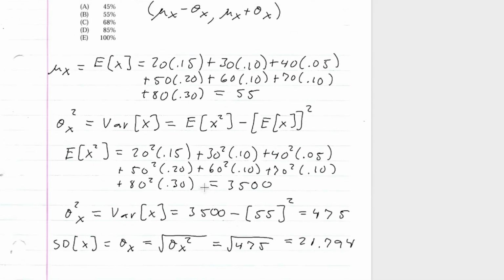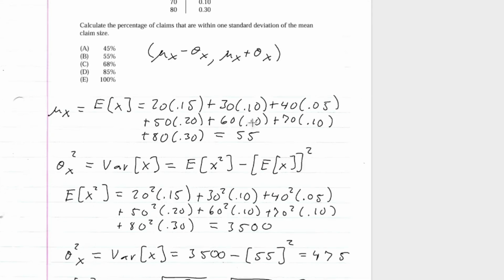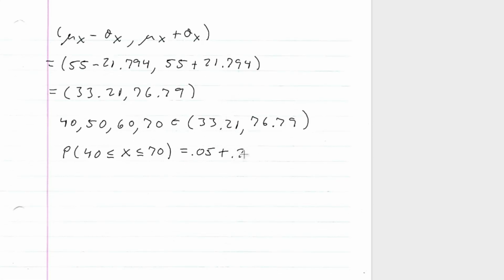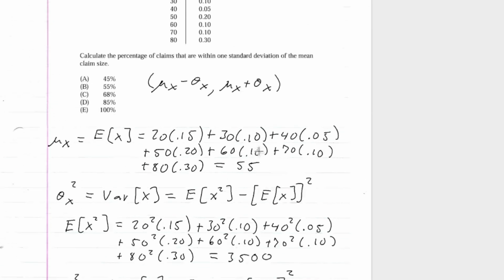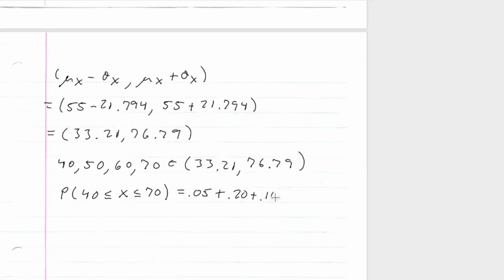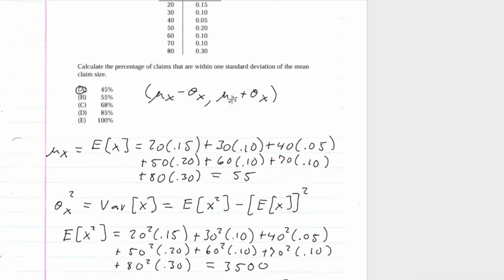so now we go back to our probabilities. So the probability that's 0.05, so 0.05 plus 0.20 plus, and I believe the last two were 0.10 and 0.10, plus 0.10 plus 0.10, and that'll give me 0.45, right? 0.45. So let me go up here, and that would be A. So I know that 45% of the claims fall within one standard deviation of the mean.